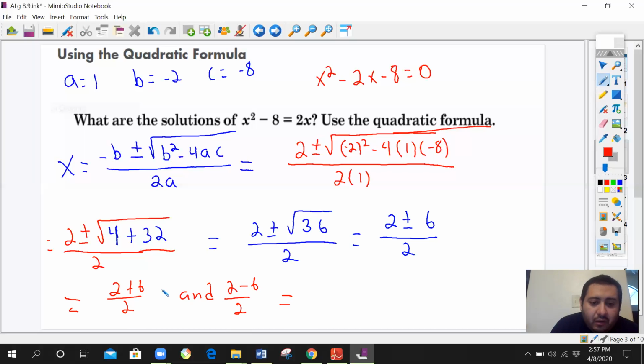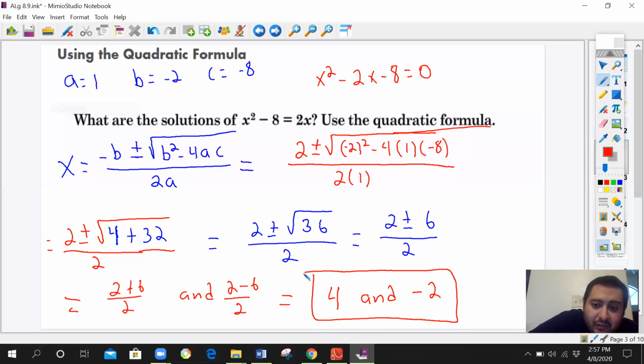All right, 2 plus 6 is 8. Divided by 2, you have a 4. And then 2 minus 6 is negative 4. Divided by 2, you have negative 2. So your 2 solutions are 4 and negative 2. And that's how you basically do your quadratic formula. You just go through the process, substitute the values, and split them apart. In this section, you have the plus and the minus, and then you have your solutions.